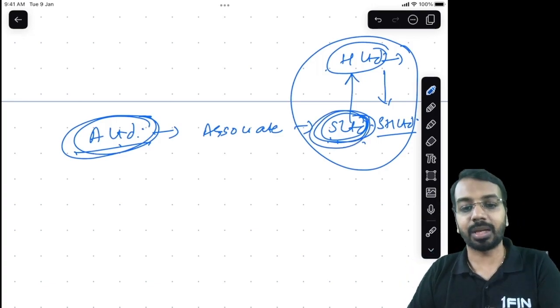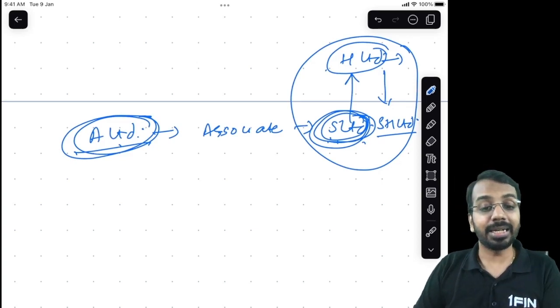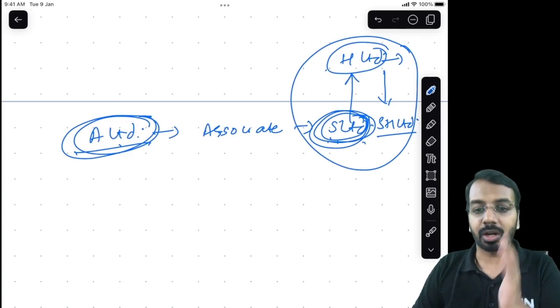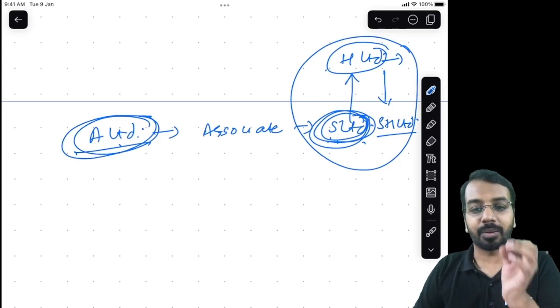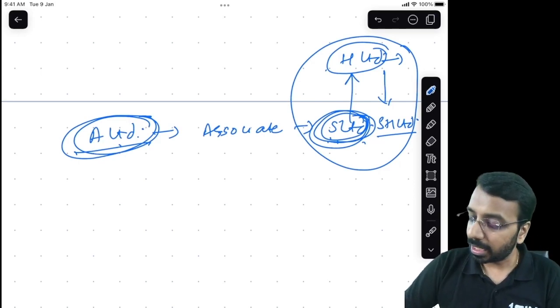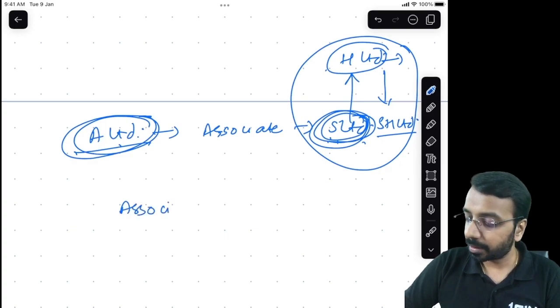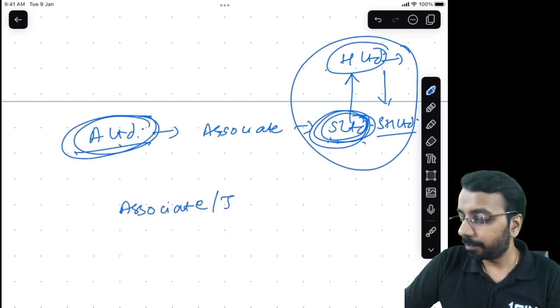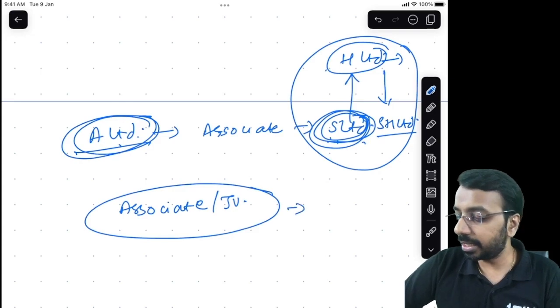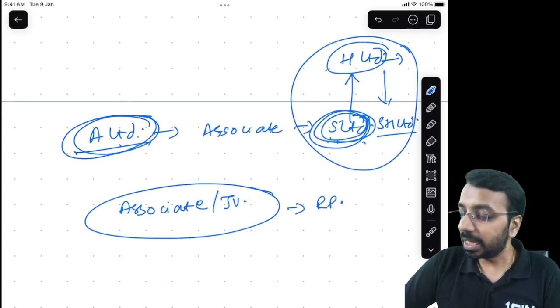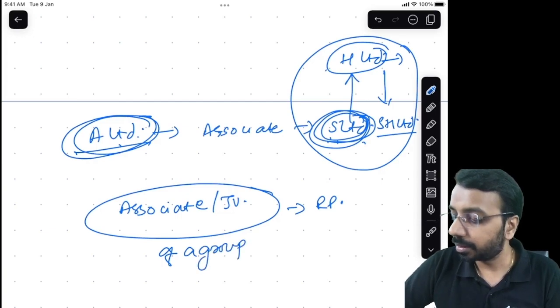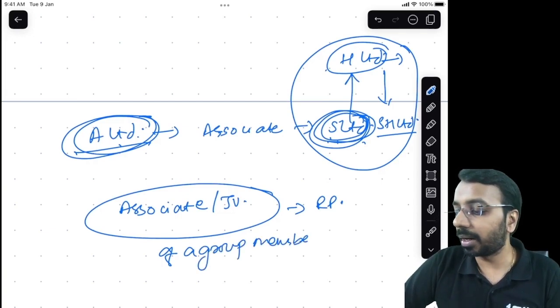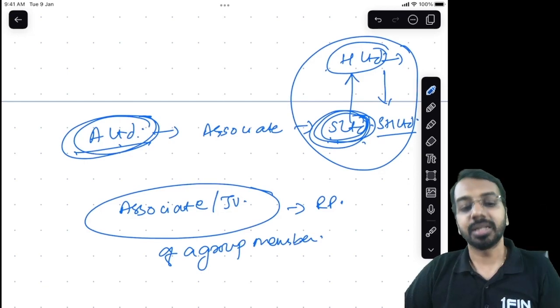Same thing is applicable to JV as well. So, an entity is an associate or joint venture of the other entity, that becomes a related party. Basically, if there is an associate or JV, this associate and JV are related parties. If there is an associate and JV of a group member, even then there is a related party relationship. Okay, so that is the second category.